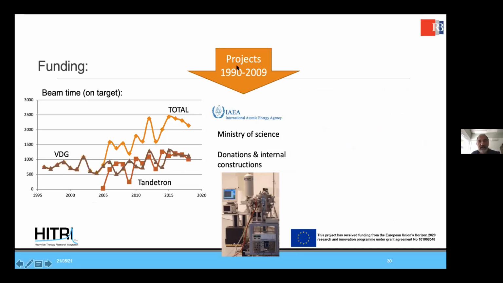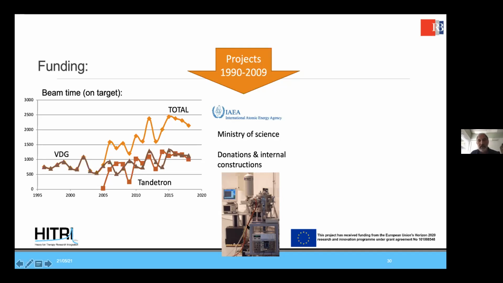One has to say that 20, 30 years ago, we were only funded by the International Atomic Energy Agency and our ministry, and we relied very much on donations. So we had donations of equipment from the universities of Uppsala, Rossendorf in Germany, Switzerland, UK, from Oxford, and so on. So these were very important.